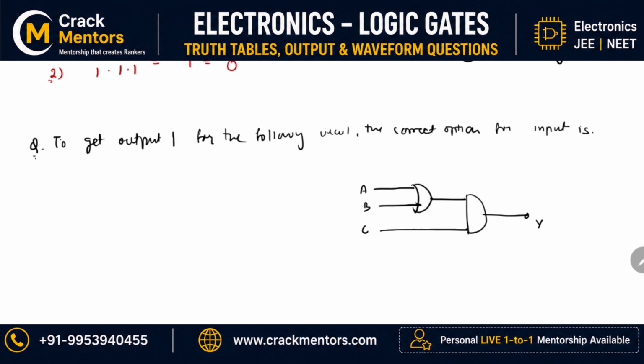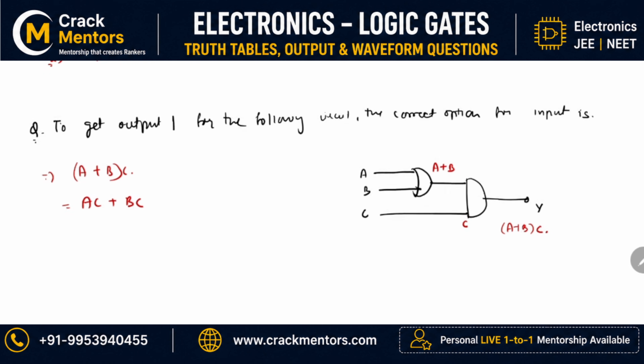If you want to give a try to this question, just give a try. I hope you have given that try. So this is my OR gate, right? Since a and b are passing from here, this will be equal to a plus b. And since a plus b is passing through c, and c is also passing here, and this is my AND gate, this will be a plus b multiplied with c. Therefore, this is equal to (a plus b) into c, which is equal to AC plus BC.